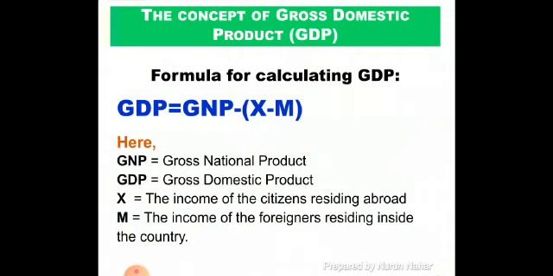The formula for calculating GDP is GNP minus X plus M. In that case, we can also write GDP equals GNP. Here, GNP means Gross National Product, GDP stands for Gross Domestic Product, X stands for the income of the citizens residing abroad, and M stands for the income of the foreigners residing inside the country. In this case, in case of GDP, the term of X and M will be same. That is, the value of X and M will be same. So when we deduct M from X, then the value will be 0. In that case, GDP and GNP will be equal.